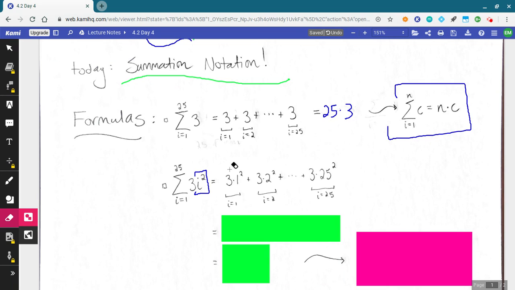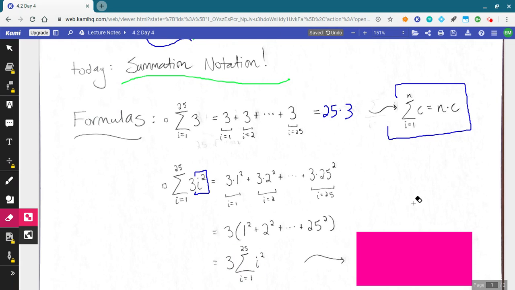Now, one thing you might notice is that each one of these terms has a 3. And so if we wanted to, we could take these 3's and pull them out front. What we're left with is just the 1 squared plus 2 squared up through 25 squared. This sum here over on the right, if we wanted, we could write with summation notation. It's the sum from i equals 1 to 25 of i squared, with that 3 times out front. And so if we look from the start to the finish here, what happened to this 3? Well, this 3 just kind of slid out front of the sum.